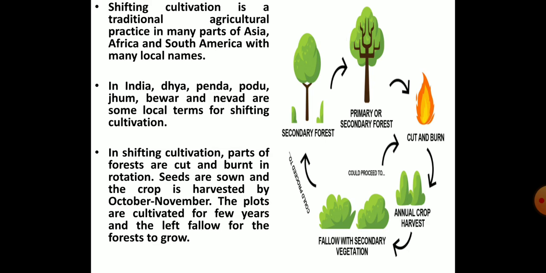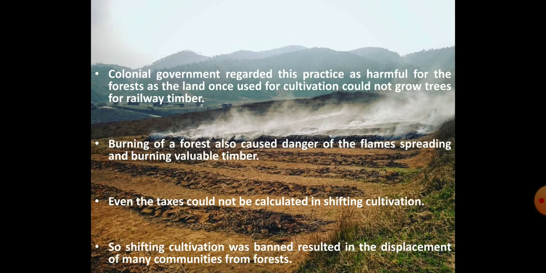In shifting cultivation, some areas of the forest are cut and burnt in rotation. Seeds are sown in the ashes, and the crop is harvested by October November. The cultivation of a mixture of crops is done for some time in such plots, and then the plots are left fallow for 10 to 12 years for the forest to grow back.